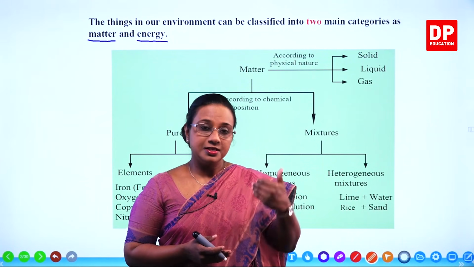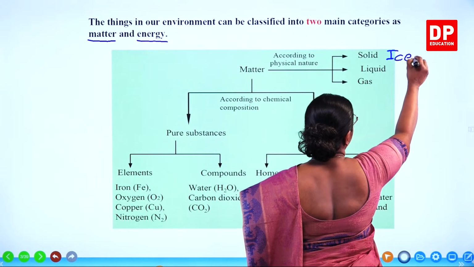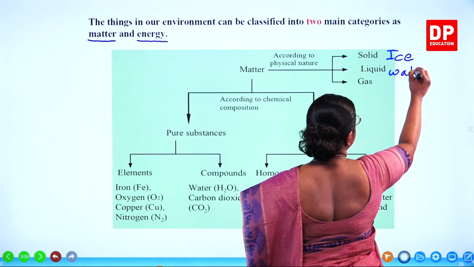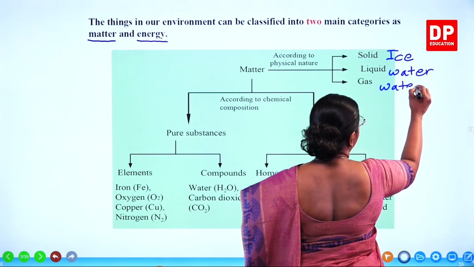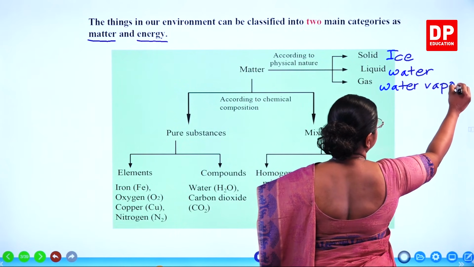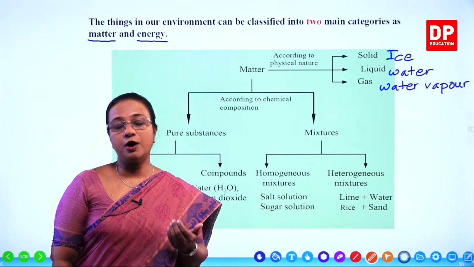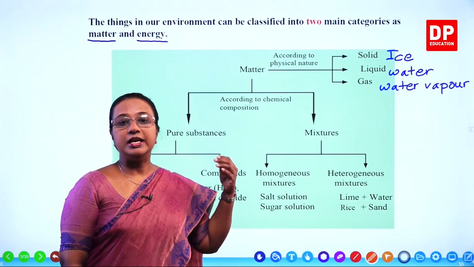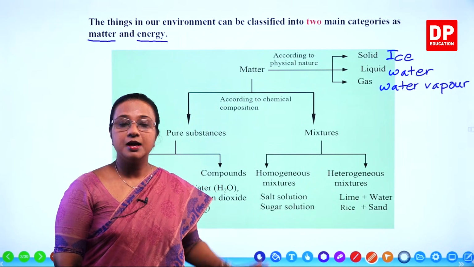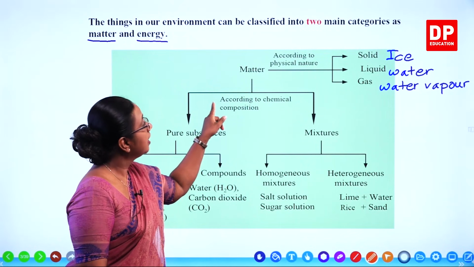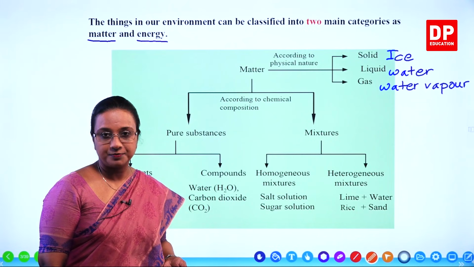If we look at the states, if it is in the solid form, we call it ice. And in the liquid form, it is water. And in the vapor form, we call it the water vapor or steam. So that is based on physical state of matter. We will not be going into detail regarding the classification based on physical state, but we will concentrate on classification based on chemical nature of matter.